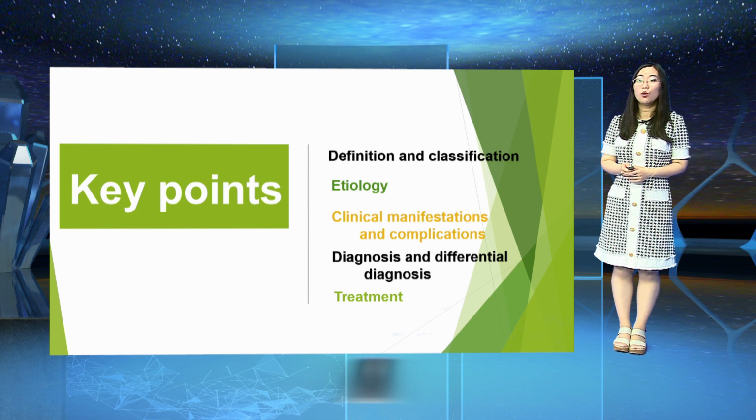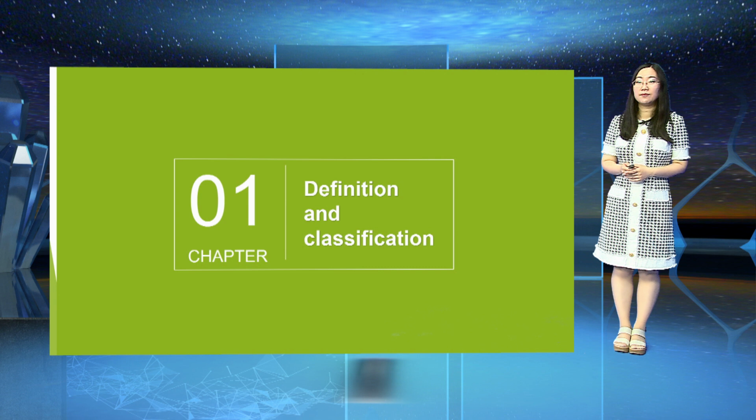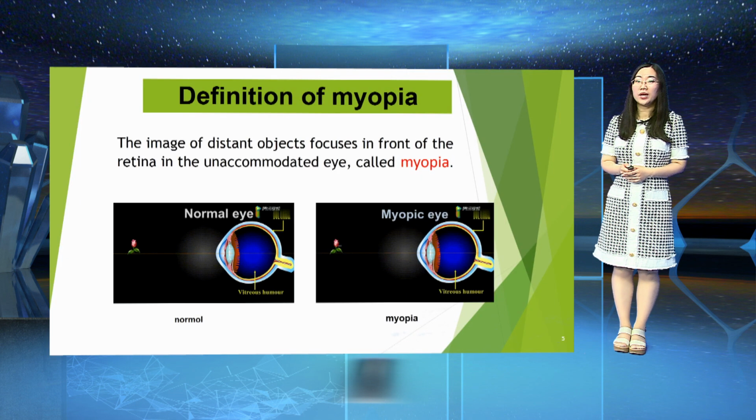Key points. We will talk about definition and classification, etiology, clinical manifestation and complications, diagnosis and differential diagnosis, and treatment. First, definition and classification. When the image of distant objects focuses in front of the retina in the unaccommodated eye, the eye is myopic, or nearsighted.